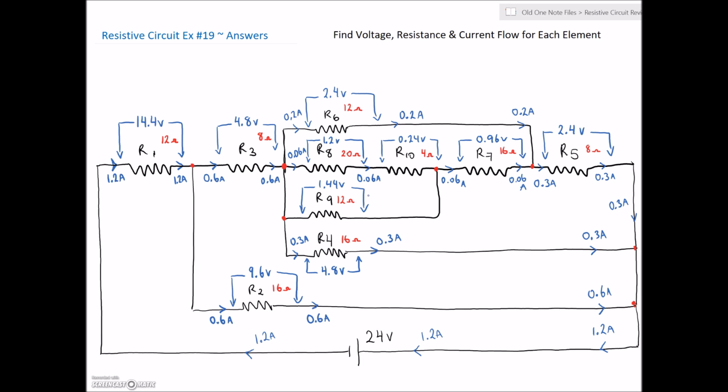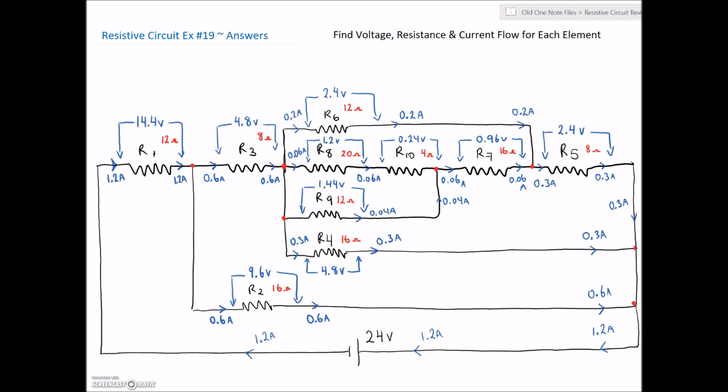Okay, so let's see. We had the 0.3 amps that was flowing here. And we're going to subtract the 0.06 amps that we have flowing in this portion of the circuit. And then we're going to subtract the 0.2 amps that's flowing in this portion of the circuit, leaving us with 0.04. So 0.04 amps flowing through R9.